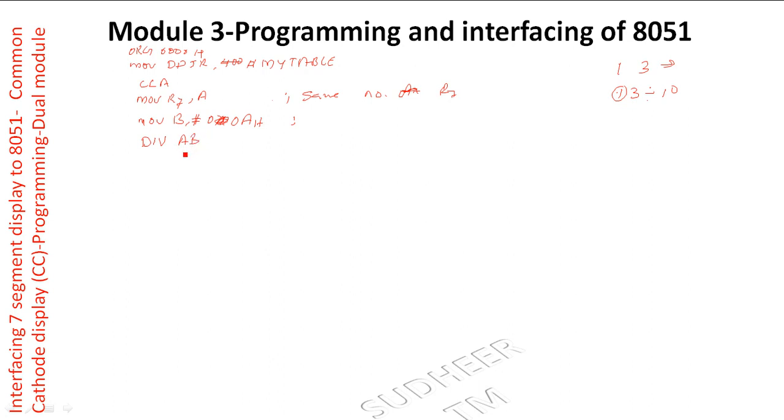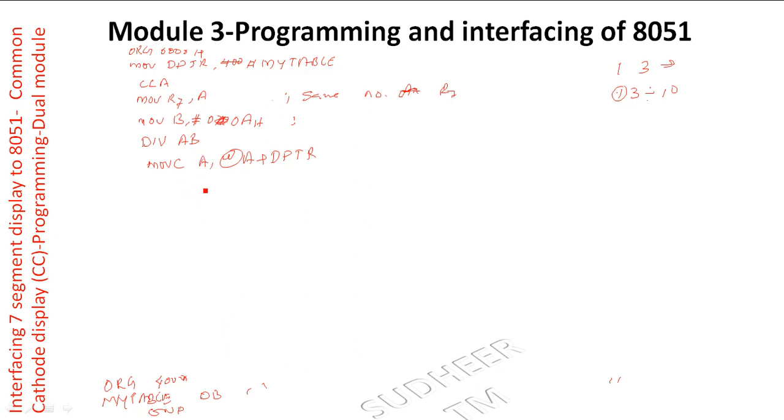So first we'll take the accumulator content, then the code MYTABLE entry, as in the previous case: origin, then 400 here, then MYTABLE here, then define byte so and so, and then END. I'm not going to explain all these cases here. So we need to take the corresponding codes. Now, what is in the accumulator is our quotient, the tens place. So we will send that number to the corresponding port. For that we need the code, so MOVC A, @A+DPTR. Whatever the number at the accumulator, the corresponding code will come to the accumulator register.